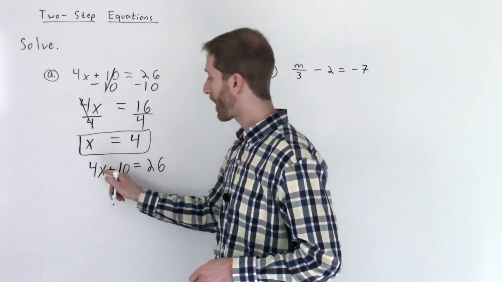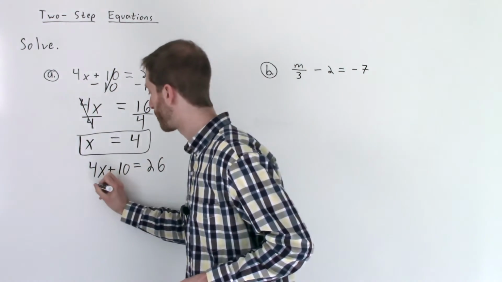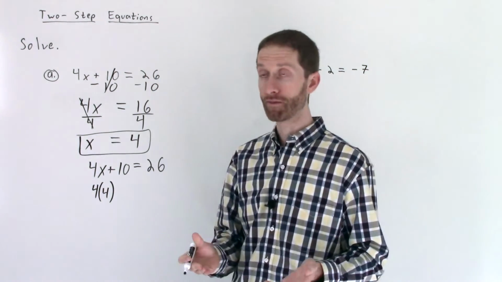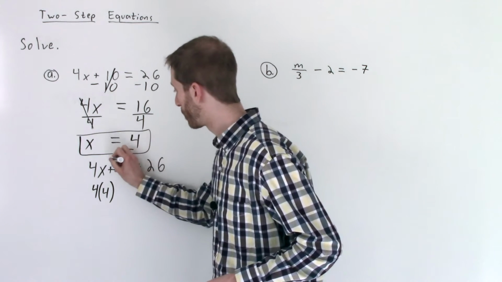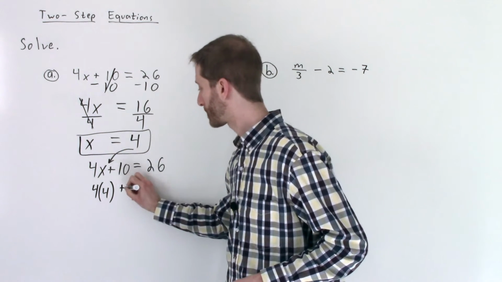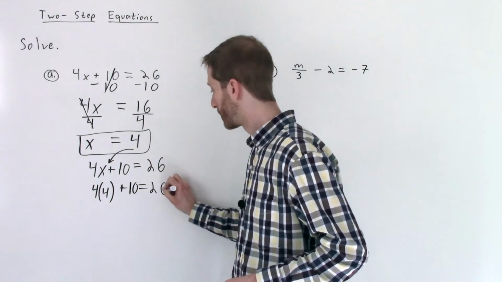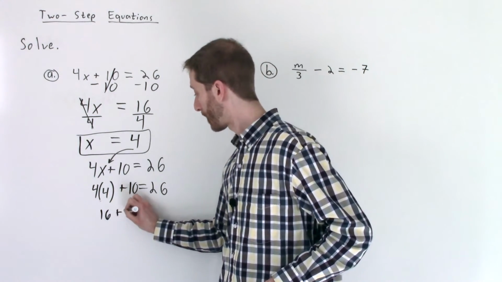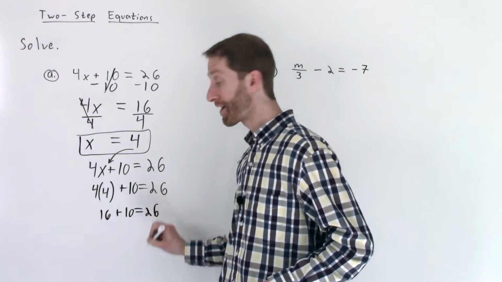So I take 4 and I replace it with x. So that's going to be 4 times 4. Remember that x is an open variable, so we're taking this 4 and plugging it in there. Plus 10 equals 26. Do a little bit of math here. 4 times 4 is 16, plus 10 is 26. And that's a true statement.